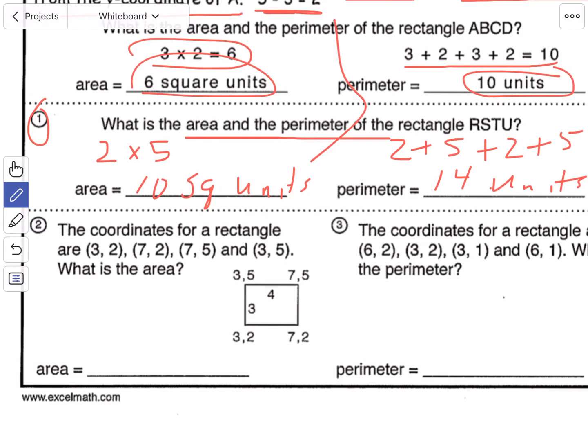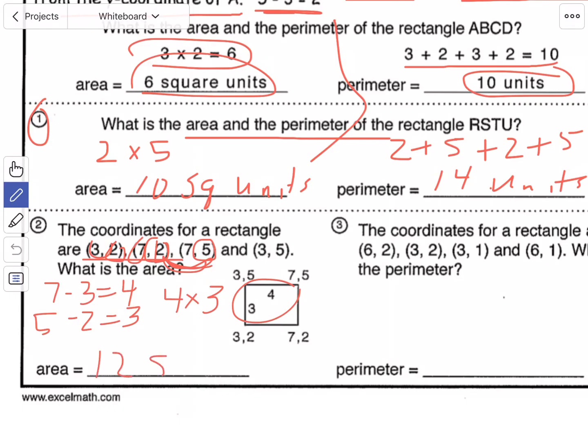Do number 2. All right, so you should have already done this, but we have 3, 2, and 7, 2. Notice that the 2 is the same, but the 7 and 3 are different. So 7 minus 3, if you didn't do this on your paper, go ahead and write it now, is 4. And then notice that the 2 and the 5 are different on the y. So 5 minus 2 is equal to 3, and they give you that over here. And to find the area, 4 times 3 is equal to 12 square units.